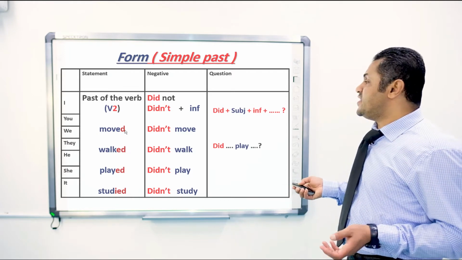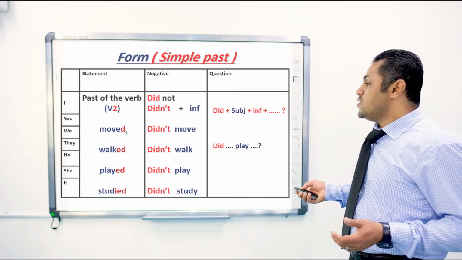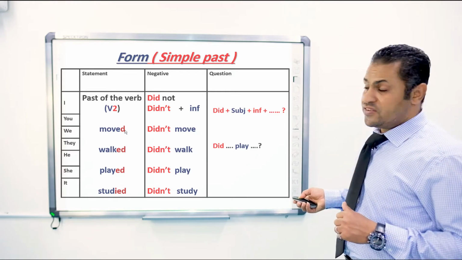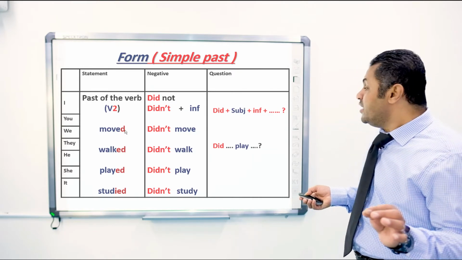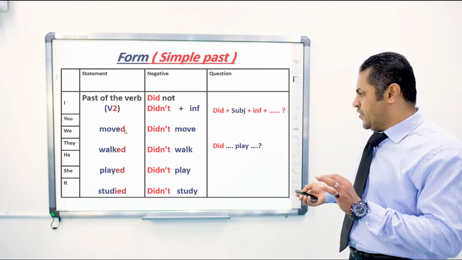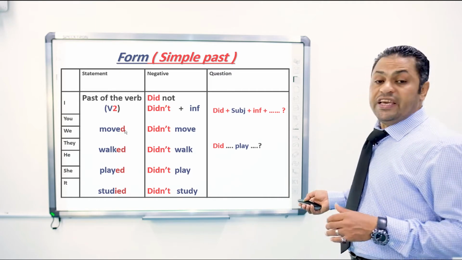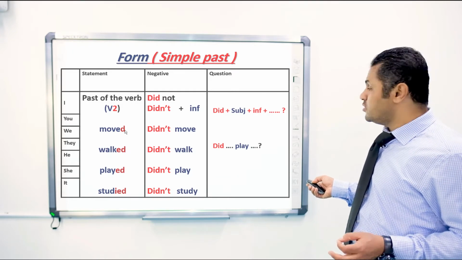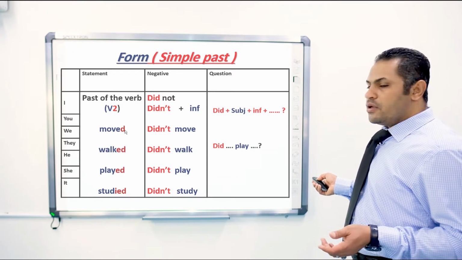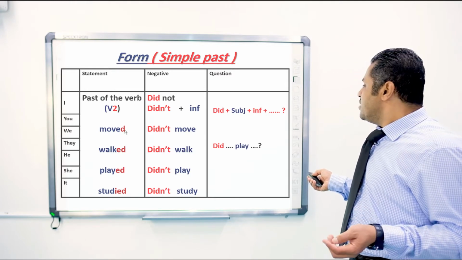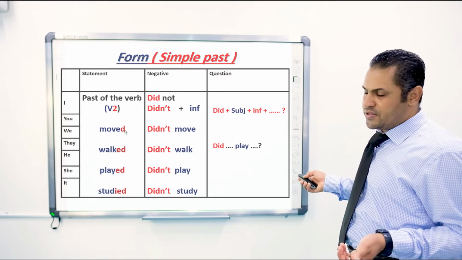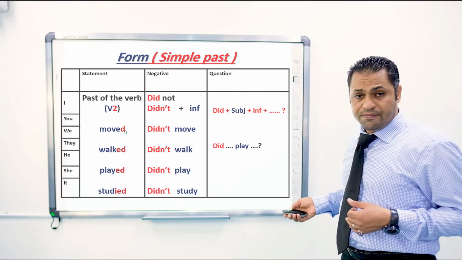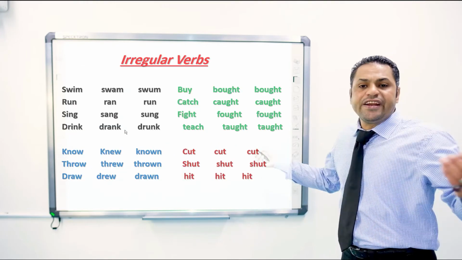When negative, we use did not or didn't with the infinitive. So we get didn't for negative and the verb goes back into its infinitive, such as moved: it will be didn't move, the infinitive from move, and so on. In the question, we begin with did, followed by the subject and the infinitive of the verb again. We get it back into its infinitive because we have did in the past. Did, subject, infinitive, and the complement. Did you play football yesterday? And so on.